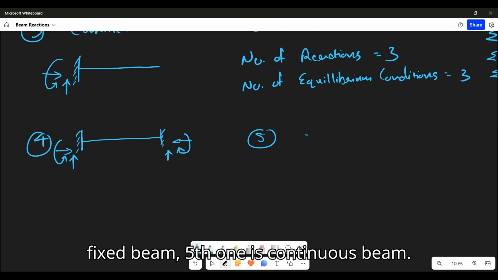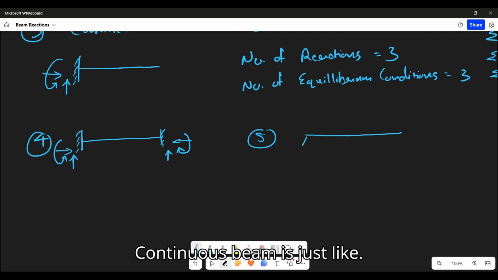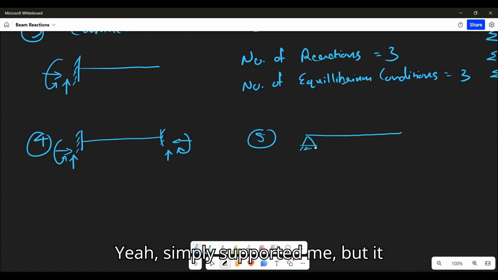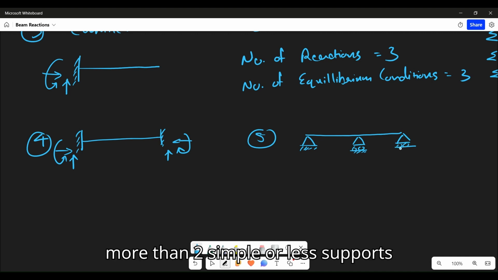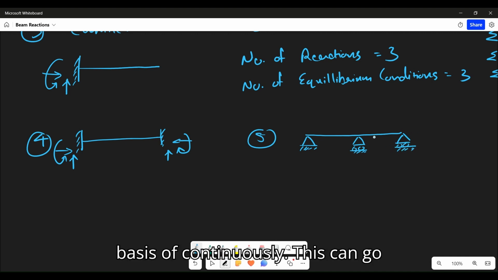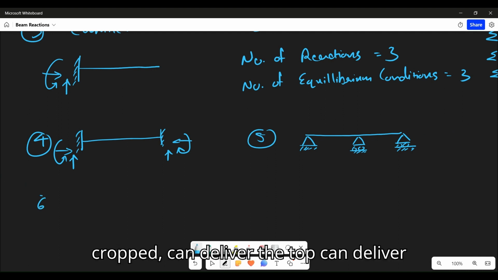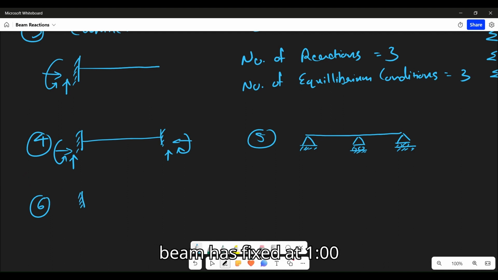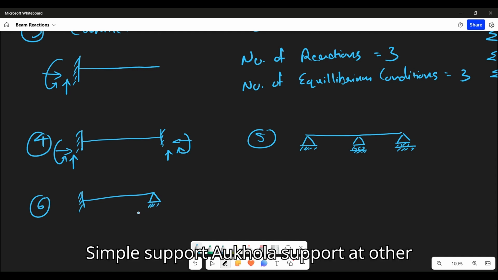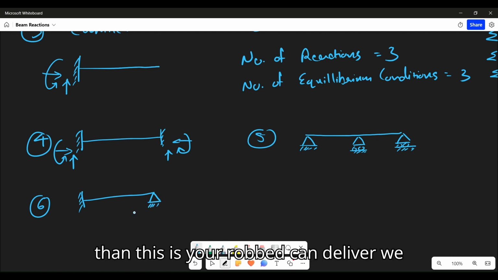Fifth one is the continuous beam. A continuous beam is just like your simply supported beam, but it has more than two supports. More than two simple or roller supports. This is your continuous beam. This can go long, right? And the sixth one is the propped cantilever beam. A propped cantilever beam has a fixed end at one side and a simple support or roller support at the other end. This is your propped cantilever beam.